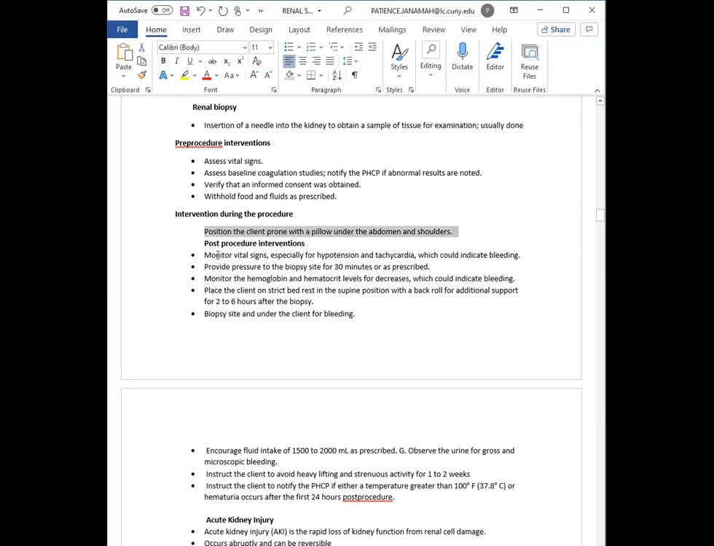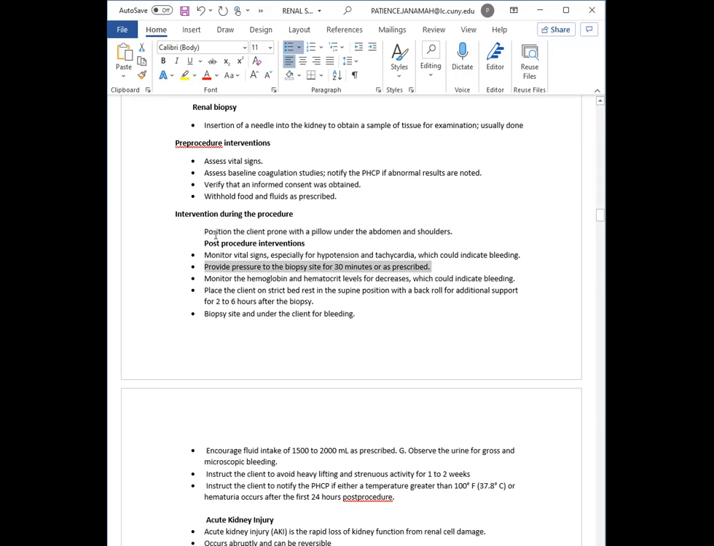After the procedure, you monitor the vital signs, especially hypotension, which indicates bleeding. You provide pressure to the biopsy site for 30 minutes as prescribed. Listen, this is a standard order, okay? So this one, NCLEX will ask you, they want to know how many minutes.